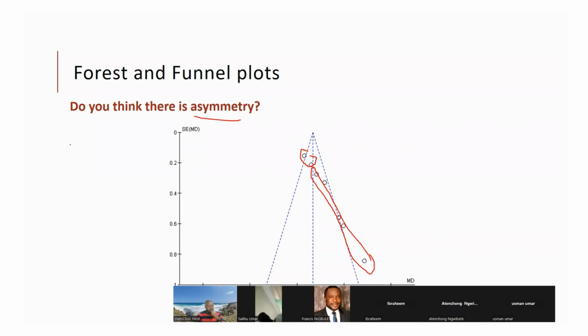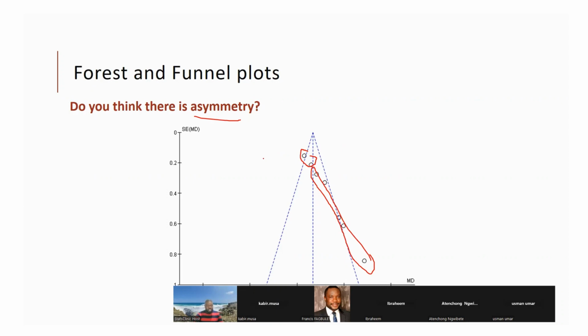Yes, Usman. Likely a publication bias. It tells us that there's likely publication bias. Excellent. But there might be other reasons for that asymmetry as well. We talked about small effect studies. Maybe there's some translation. It might be that some of the studies are missing.